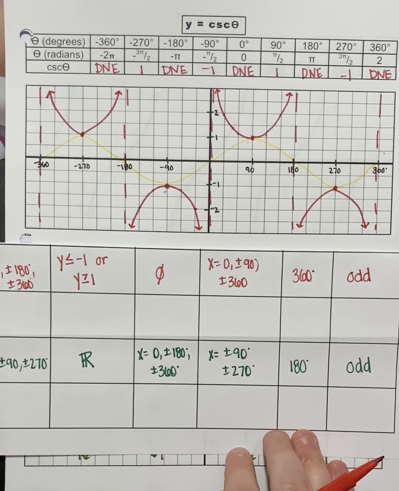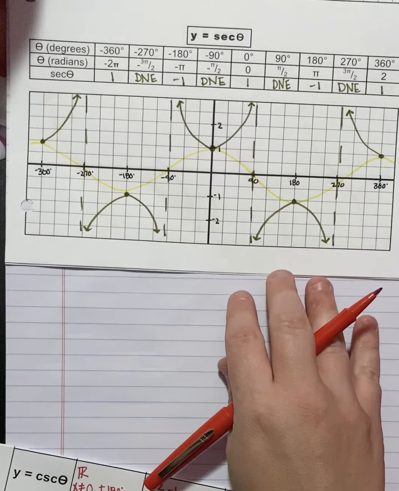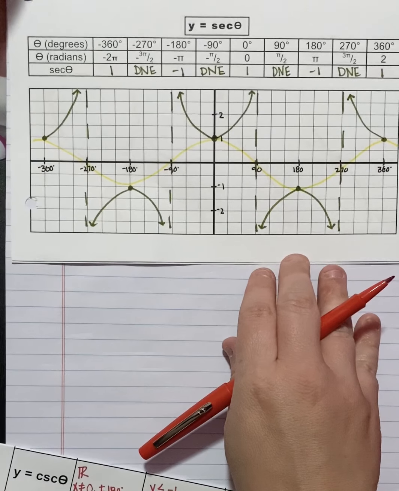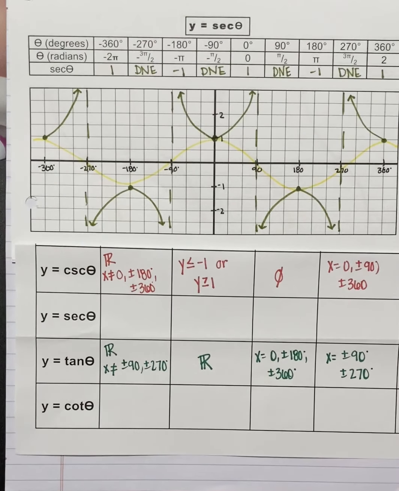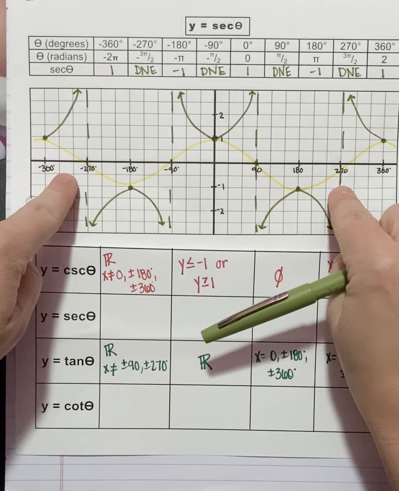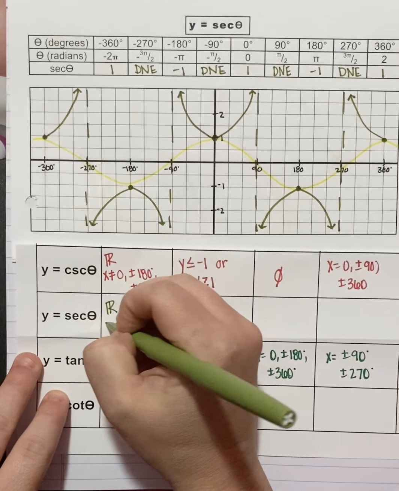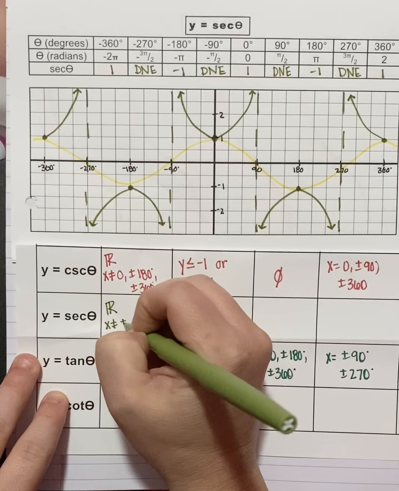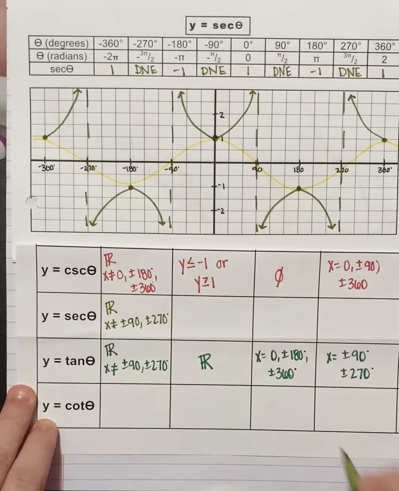All right, next one, I'm going to scoot this up, and let's look at our secant graph. All right, so here's my secant graph. We're going to fill this out right here that goes with secant. All right, secant domain is everything but my asymptotes. So my asymptotes are sitting at plus or minus 270 and plus or minus 90. So we're going to say all our numbers, but x cannot equal plus or minus 90 and plus or minus 270.